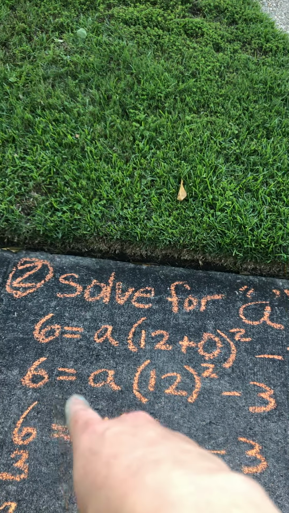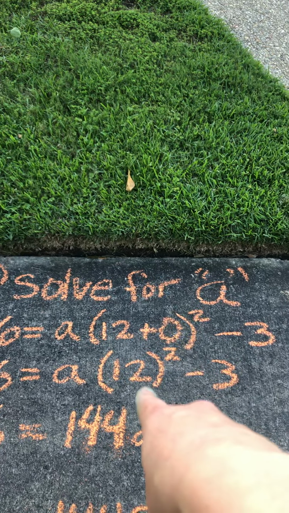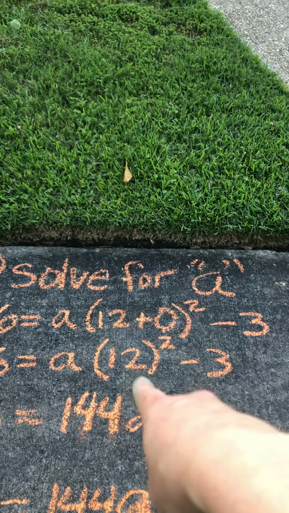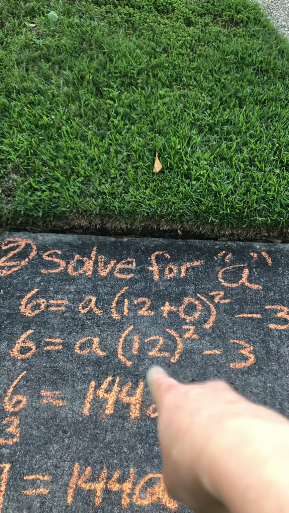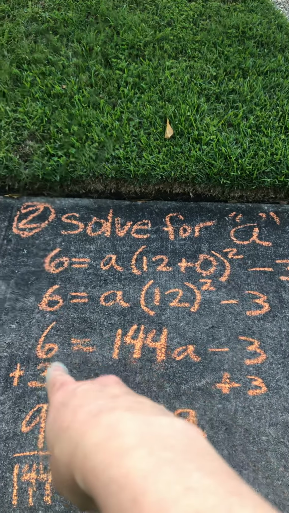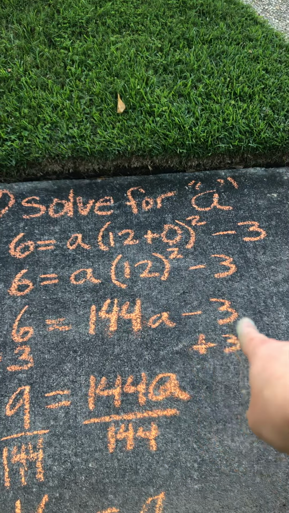So 6 is equal to a times, right here I added together 12 plus 0, that's 12, squared, minus 3. In the next step, I squared 12, right? So 12 squared, 12 times 12, 144. So that's how I have 6 equals 144a and then minus 3.